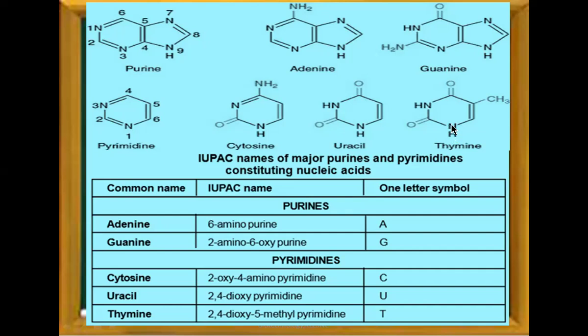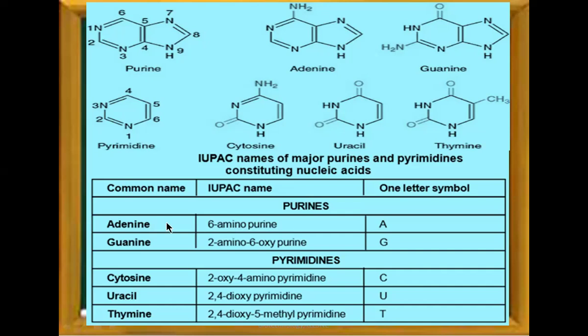The next one and the last one is thymine. This is the first carbon atom, second, third, fourth, fifth, and the sixth, a 6-membered ring. So here it is 2, 4 dioxy. Apart from that, at the 5th position, there is a methyl group. That's why we mention 2, 4 dioxy 5-methyl pyrimidine is thymine. All right, so this is all about the structure representation of the nitrogenous bases of the nucleic acids: in purine, adenine and guanine, whereas in pyrimidine, cytosine, uracil, and thymine.